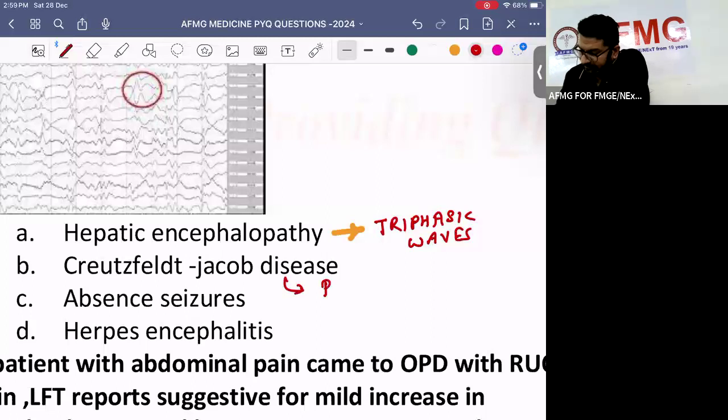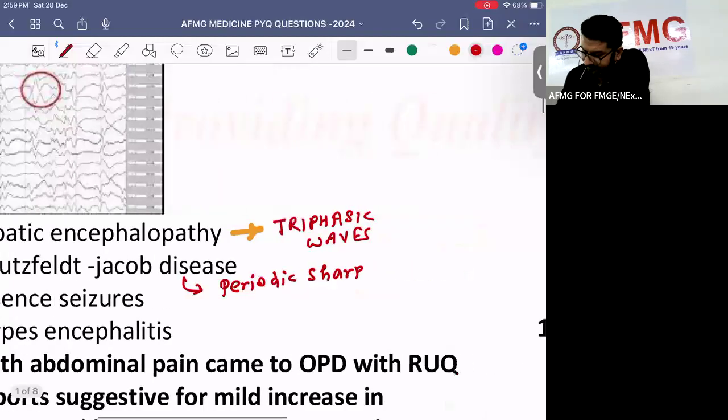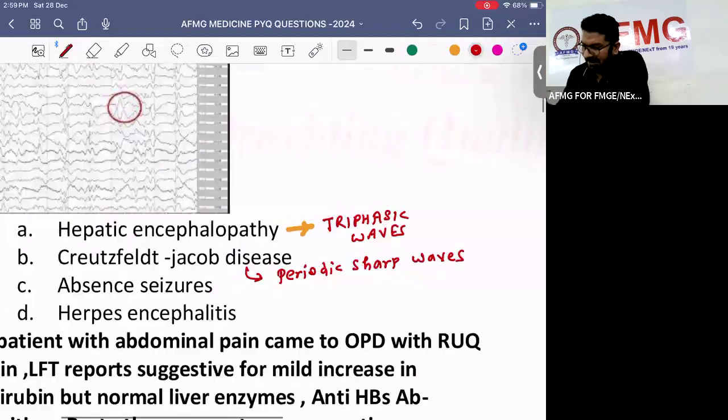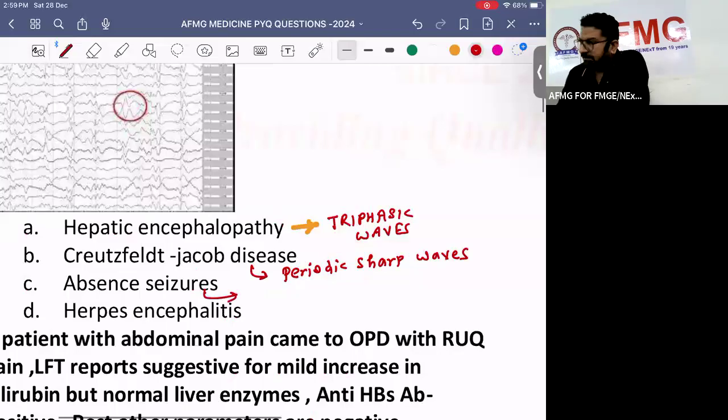Creutzfeldt-Jakob disease. What will you see? Periodic sharp wave. In our main notes we have written all the EEG findings in a box. Absent seizures. Absent seizures will have which one? 2 to 4 hertz. What do we call them? Spike and dome pattern.